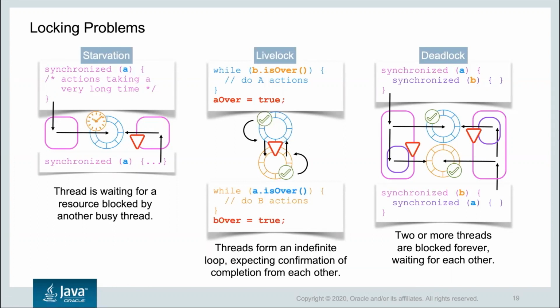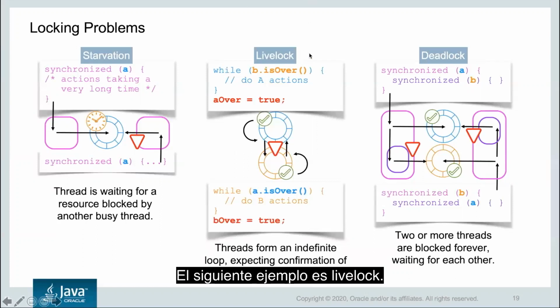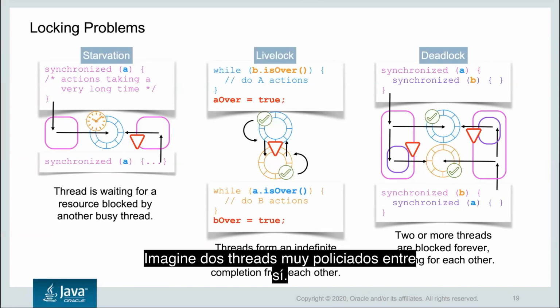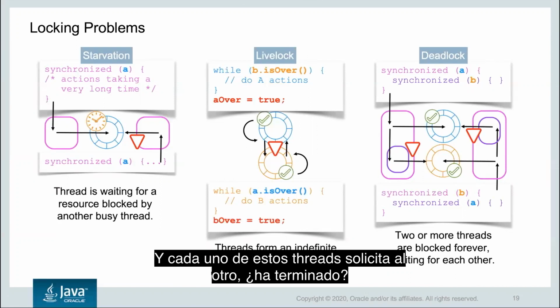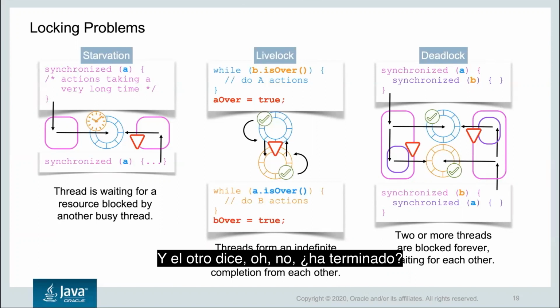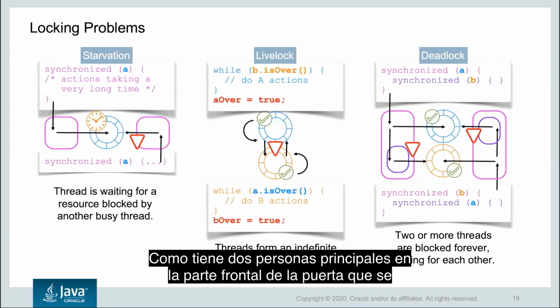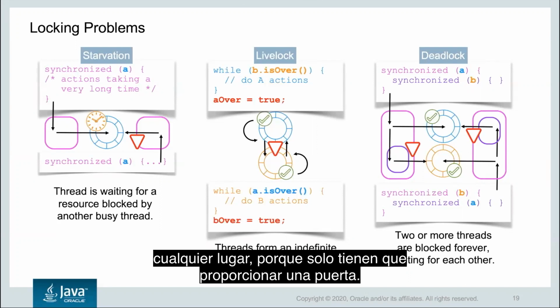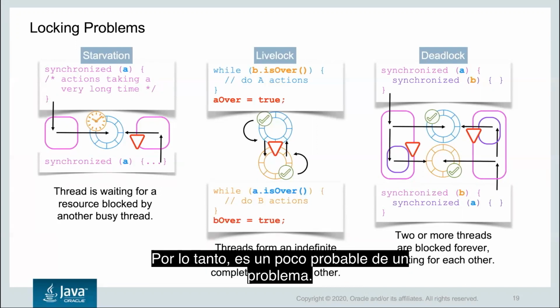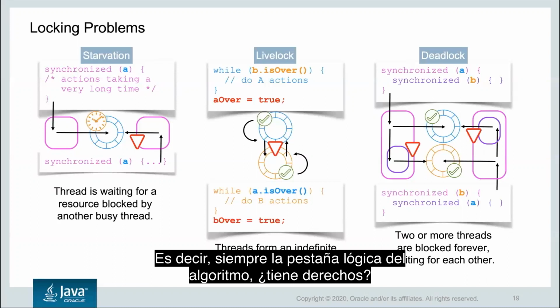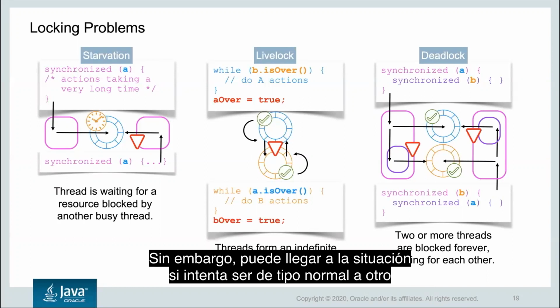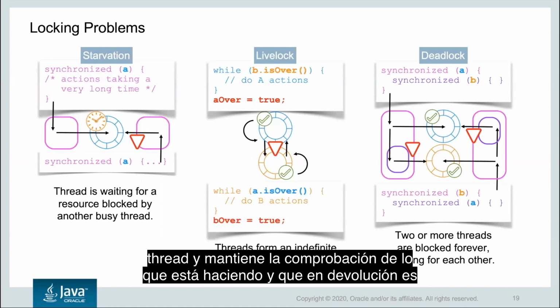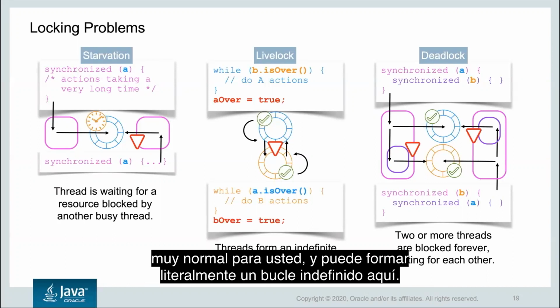Okay. Next example is livelock. Imagine two threads that are very polite to each other. And each one of these threads is asking the other one, are you finished? Are you finished? And the other one says, oh, no, are you finished? And they kind of form an indefinite loop. It's like having two people standing in front of the door telling each other, oh, after you. No, after you. And nobody's going anywhere because they just keep yielding to one another. So again, that's a bit of a problem. That's obviously a logical flaw in the algorithm. But you may get to this situation if you're trying to be graceful to another thread, and keep checking what it's doing, and that in return is very graceful to you, and you literally form an indefinite loop here.